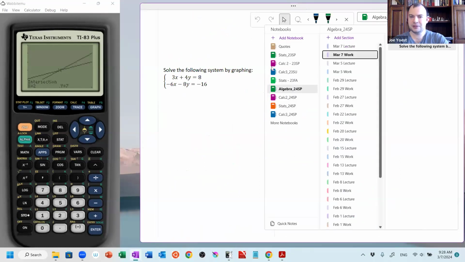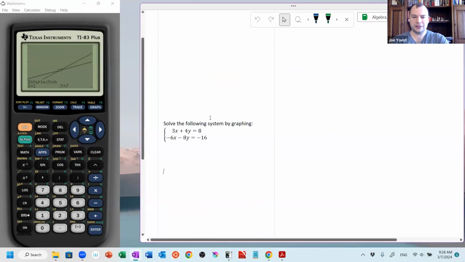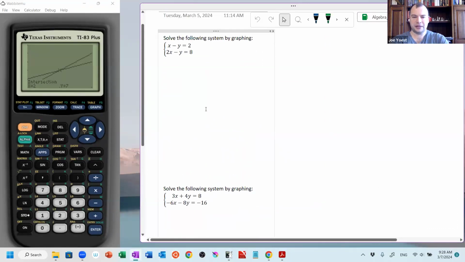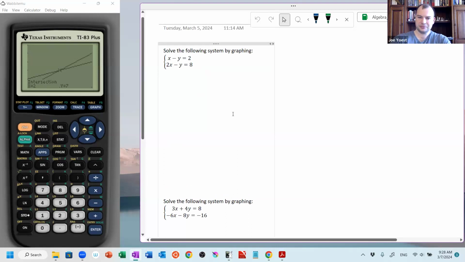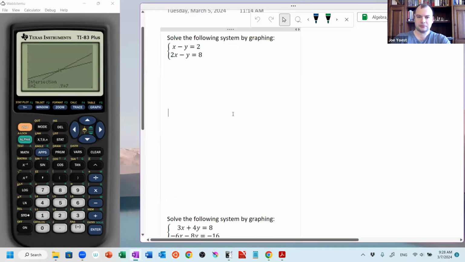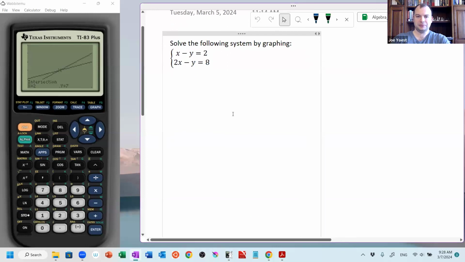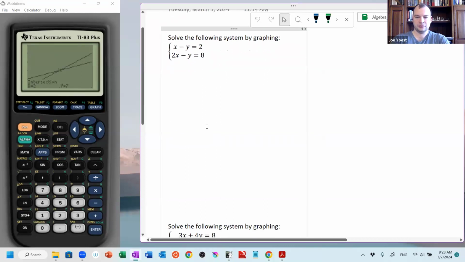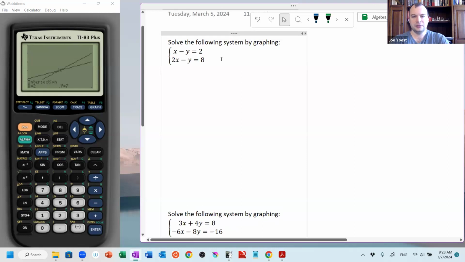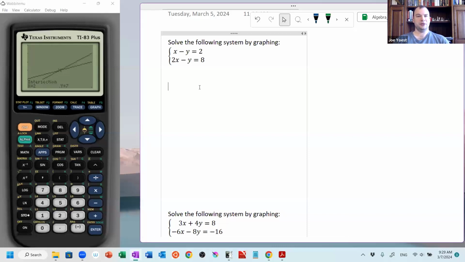Okay, so let's practice a problem here. So work on this problem, solve this system by graphing x minus y equals 2, 2x minus y equals 8. Take about 5 minutes to do this and try to do it a couple different ways. Try to carefully draw the graph yourself and find the intersection and make an estimate.